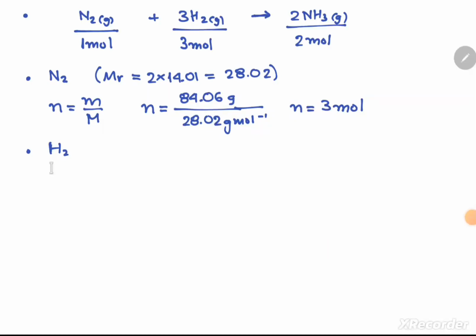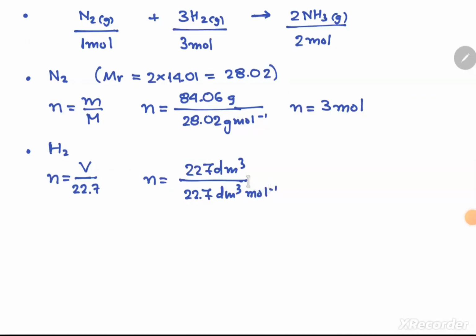Then calculate the moles of hydrogen. We use the formula to convert the volume of the gas at STP to moles. So we have the volume, and we divide by the molar volume at STP. And we find 10 moles hydrogen. Then we have the excess control.